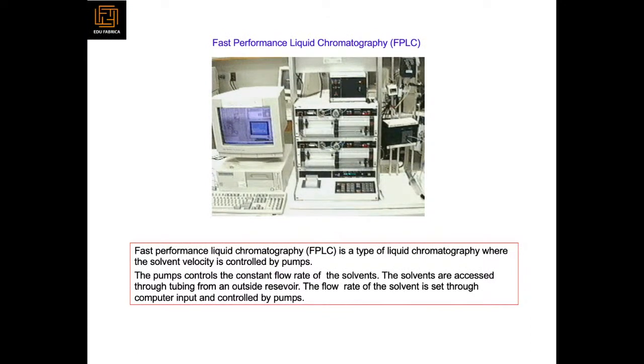So, high performance liquid chromatography is a type of liquid chromatography where the solvent velocity is controlled by pumps, and the pumps control the constant flow rate of the solvents. The solvents are passed through tubing here, and the flow rate of the solvent is set through the computer input and controlled by the pumps.